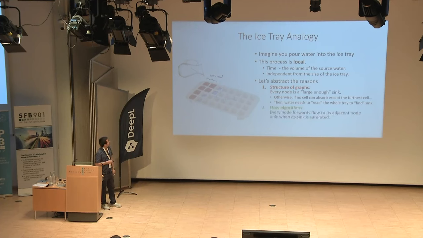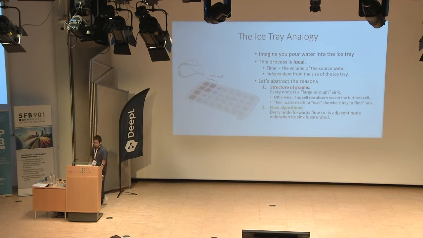And the next thing is the water flow, the flow algorithm. This is how water in our world works. The node will forward the water to the next adjacent node only when that node is full, only when it is saturated. Then you forward it to your neighbor. It's not like you put the water here and it just jumps to any other place. You only forward it when you are full.